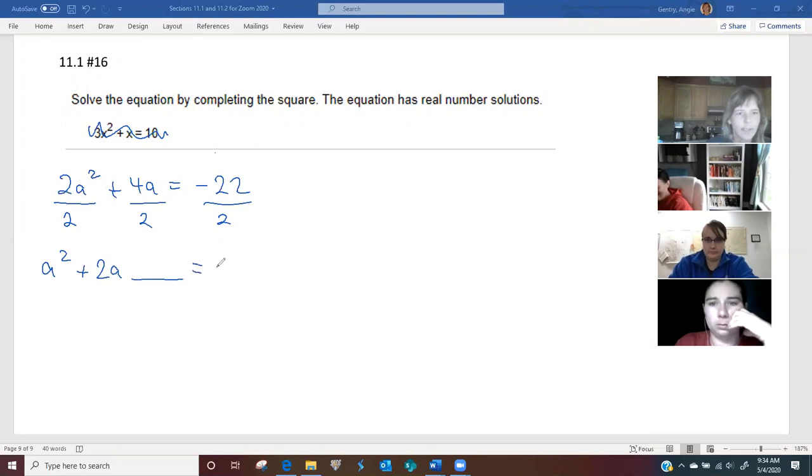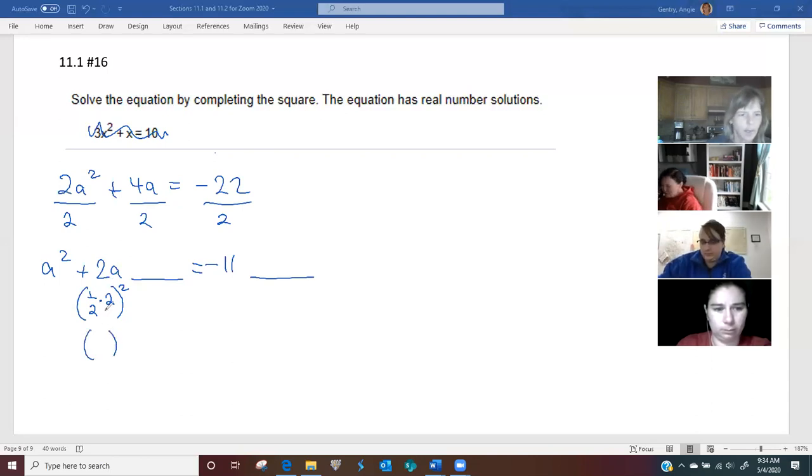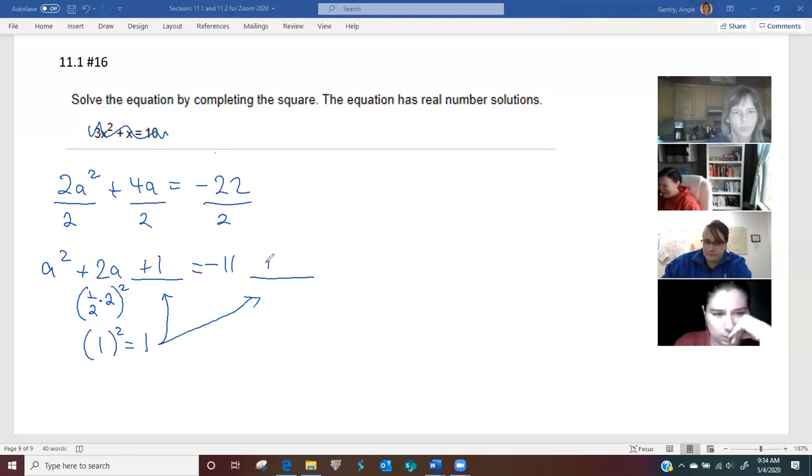And then I'm going to go ahead and leave a blank, blank, yes? And then we have a half b squared. b is the coefficient of that a term. And then half times 2 is 1, and 1 squared is 1. Yes? So this goes here and here, but it also goes here.